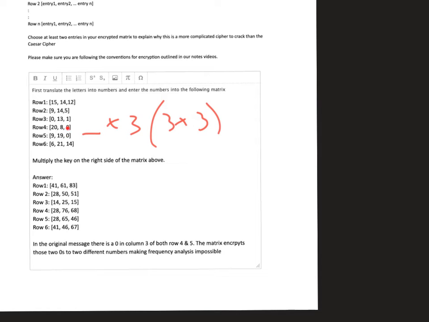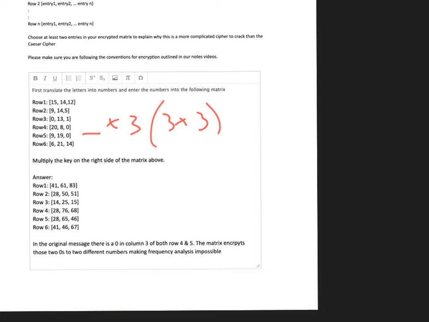When the same letter or number in the original message gets scrambled into 2 different letters, that makes it much more difficult to crack. That frequency analysis that they talked about in the Caesar cipher is much more difficult if I don't know whatever's my most common letter, in this case 0, is actually being turned into multiple different letters, so that ruins that frequency analysis option.